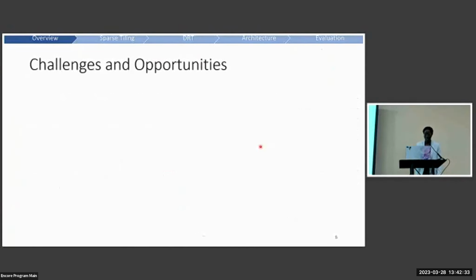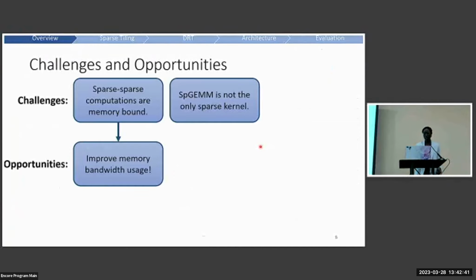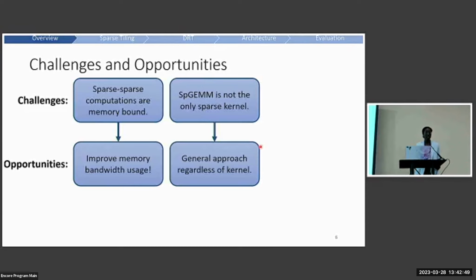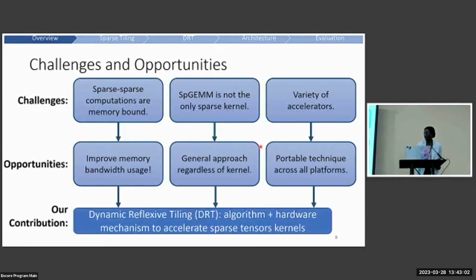To summarize, and speaking more broadly, the challenge with sparse computations is they are memory-bound, so we need a more efficient use of memory bandwidth. And we talked about SpMM, but a large number of kernels exist that have multiple sparse operands, so we need something that's general regardless of the kernel. And speaking of accelerators, there are a wide variety of them, so we need something that's ideally portable regardless of the platform. So to capitalize on these opportunities, we developed dynamic reflexive tiling, or DRT, a portable algorithm and hardware mechanism that improves memory usage efficiency of sparse tensor kernels.